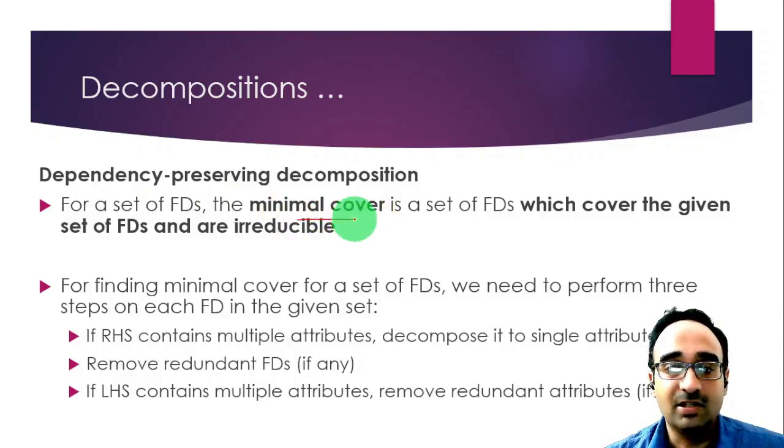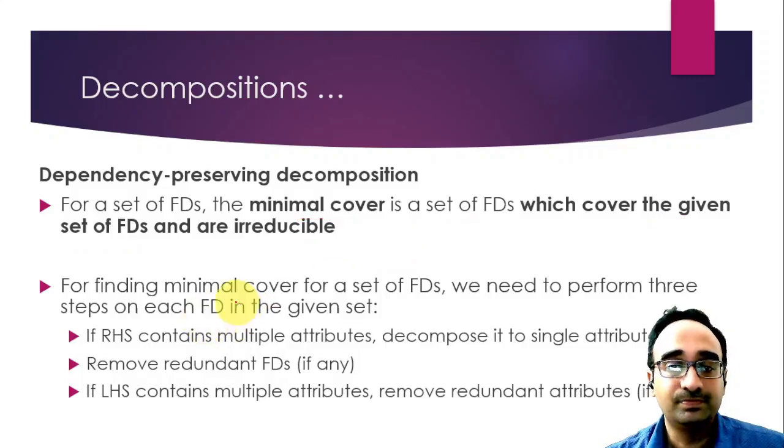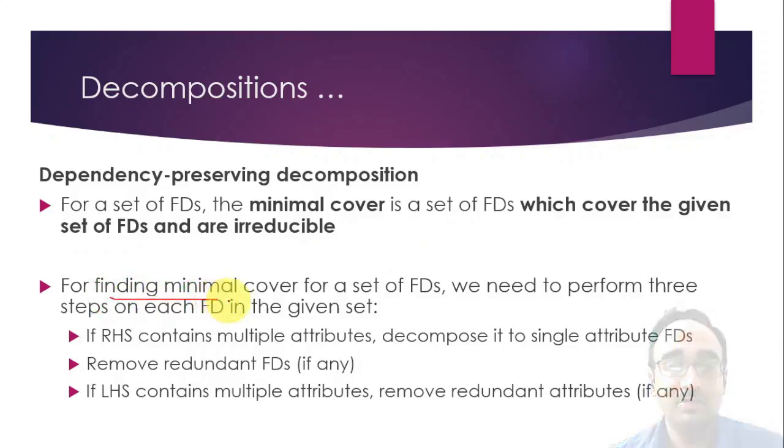So what is called minimal cover? It is the set of FDs which cover the given set of FDs and that set is irreducible. So simply saying, minimal cover means a set of irreducible FDs. That's all. You can't further reduce those FDs, right? Fine. Now what is the process for finding minimal cover?